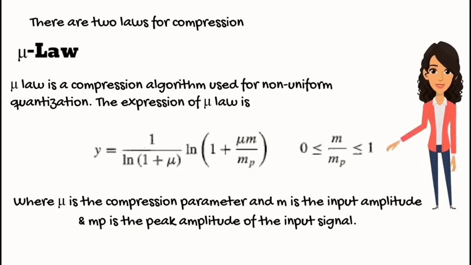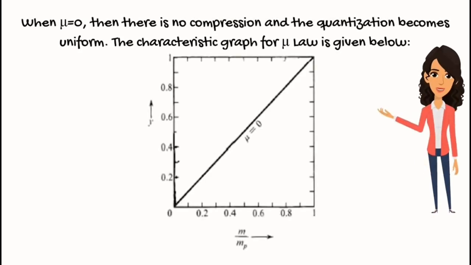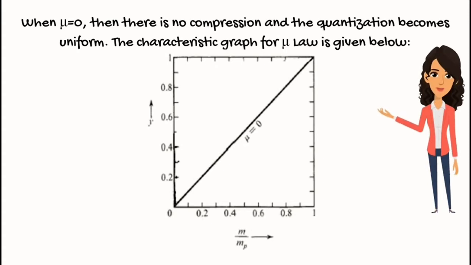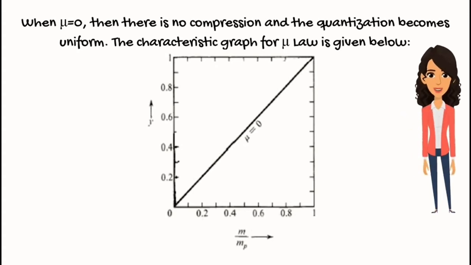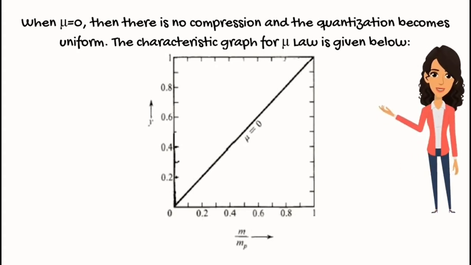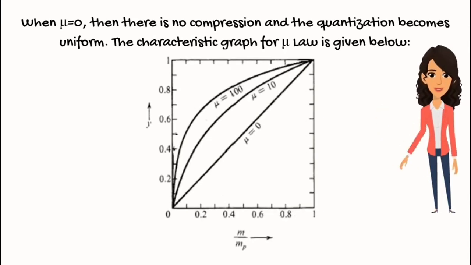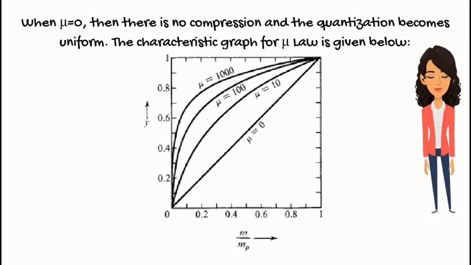Here mu is the compression parameter, m is the input amplitude, and mp is the peak amplitude of the input signal. When mu equals 0, there is no compression and quantization becomes uniform. The characteristic graph for mu law is given below. This graph shows that if the compression parameter mu is high, then the input signal is more and more compressed.